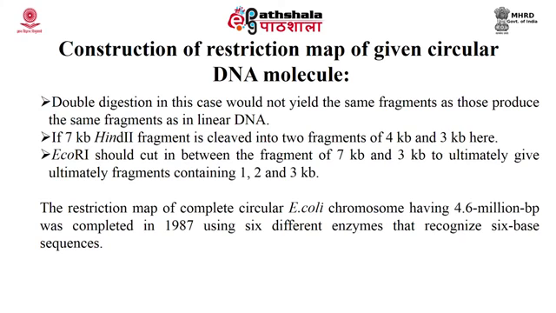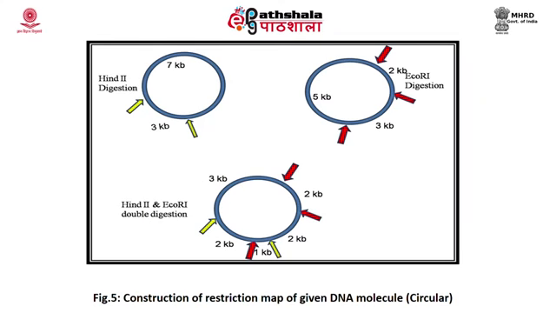The restriction map of the complete circular E. coli chromosome, having 4.6 million base pairs, was completed in 1987 using 6 different enzymes that recognize 6 base sequences. Figure 5 shows the construction of the restriction map of the given DNA molecule, which is a circular one.